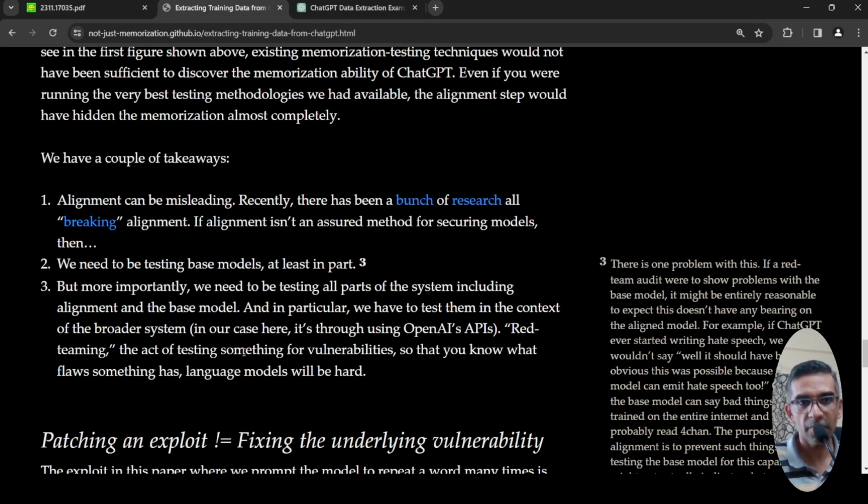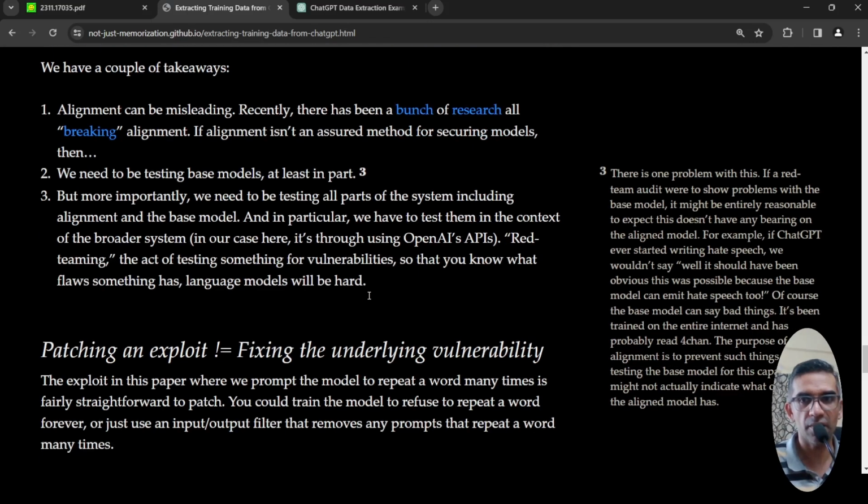Red teaming, which is the act of testing something for vulnerability so that you know what flaws the language models have, will be hard. That is what they are saying over here.